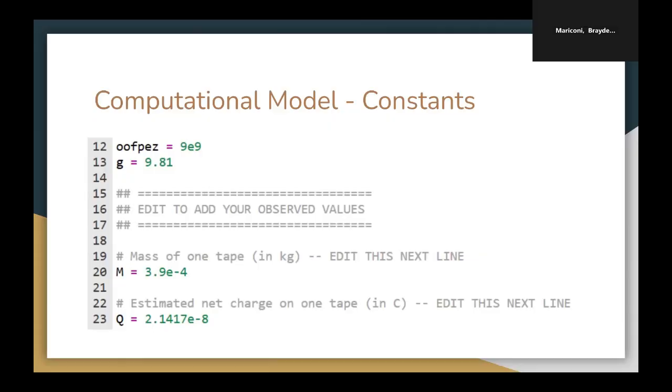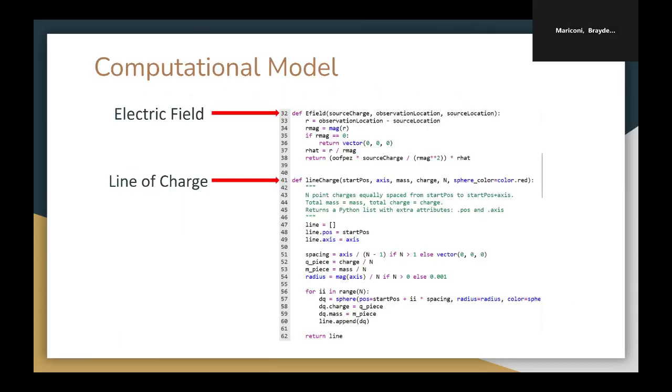These are our constants for the computational model. We first defined the physical constants, and we inputted the measured masses and estimated charge. Next, we defined functions for the electric field based on Coulomb's law. Then we constructed each tape as 20 small charged spheres evenly spaced along its length. This converts a continuous charge distribution into a sum of discrete point charges.